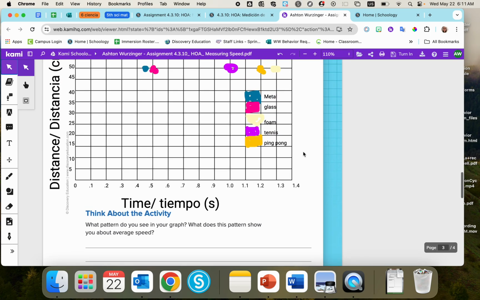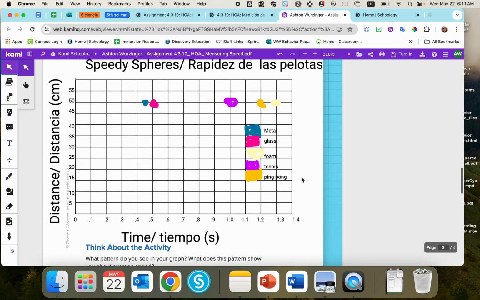Okay, one thing I want you to notice, you guys, is I'm looking at some of these colors. Now, which ones are going to be faster? So they use the same distance, but they are a little bit quicker. They have a smaller time. And I have metal and glass.